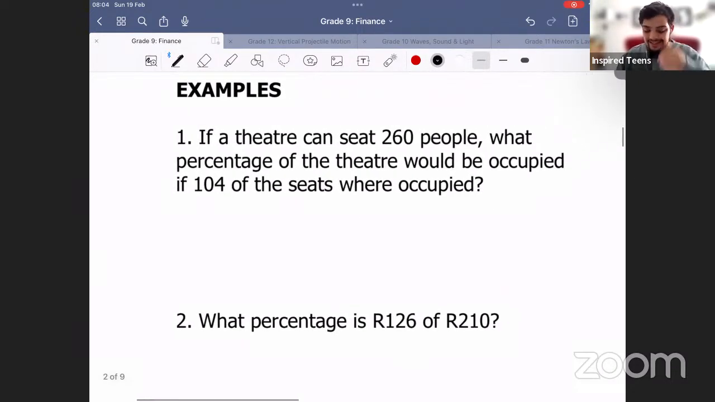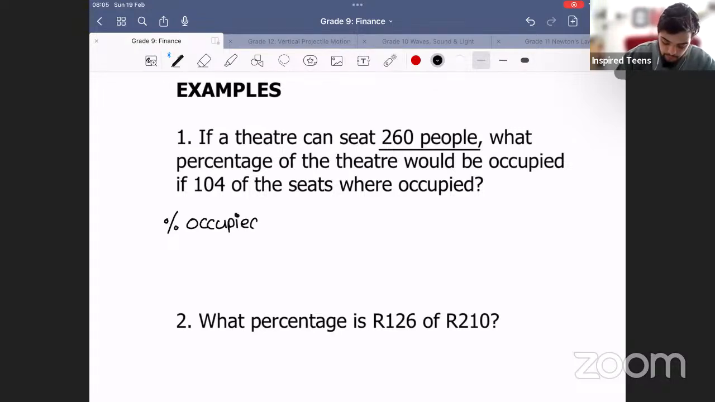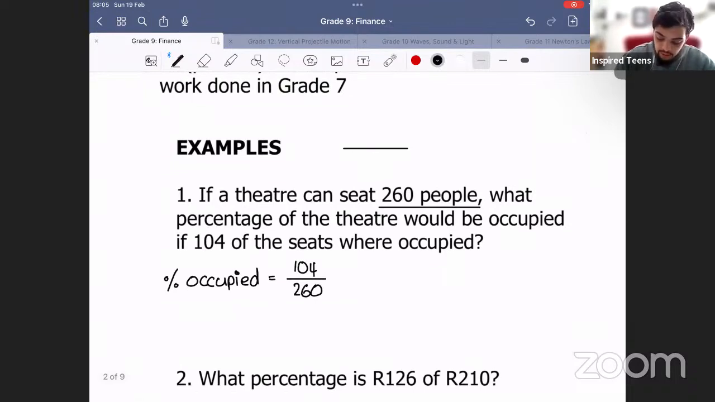Let's look at the first one. If a theater can seat 260 people, what percentage of the theater would be occupied if 104 of the seats were occupied? In this case, we want to calculate the percentage that's occupied. The percentage occupied is going to be the number occupied, which is 104, divided by the total number of available seats. Always in your denominator, you want to have the total possible, whenever you are calculating what percentage something is out of another number.